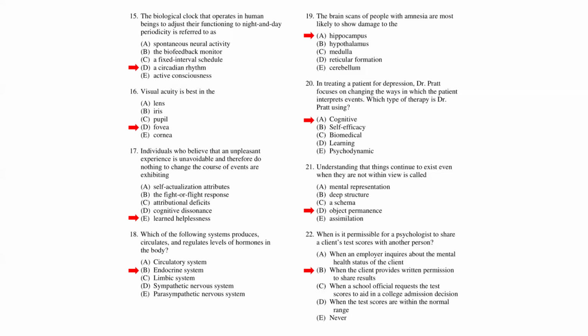Number 21, understanding that things continue to exist even when they are not within view is called object permanence. If you remember, that develops at a young age, where if a baby sees an object being thrown out of their sight, they know that it exists even though they can't see it. That's the reason the game Peekaboo is so appealing to babies: when you hide behind your hands, to them you don't exist, and then you pop out.